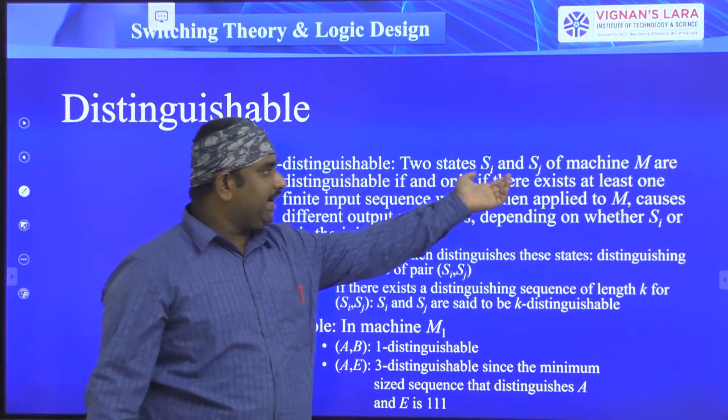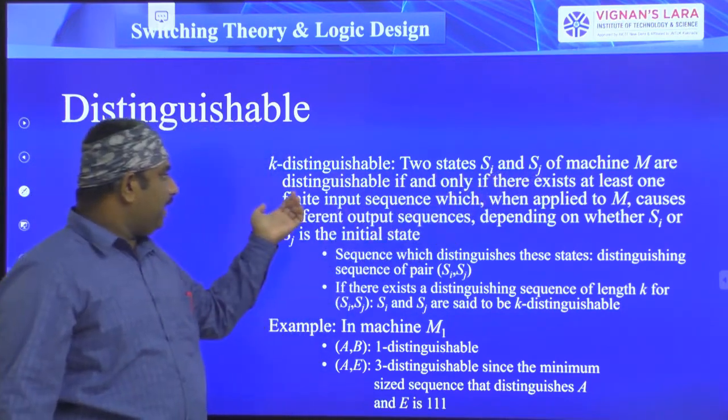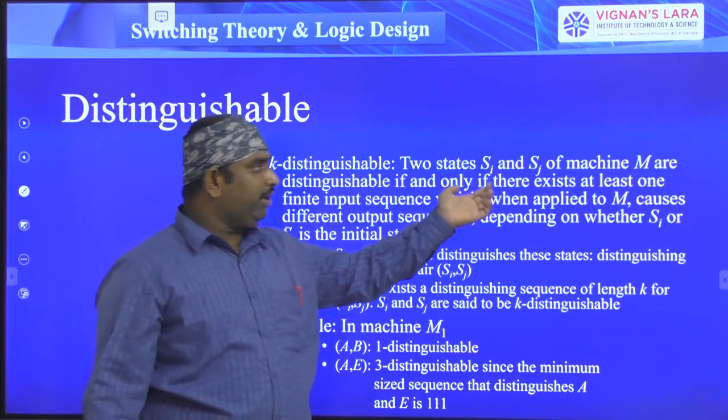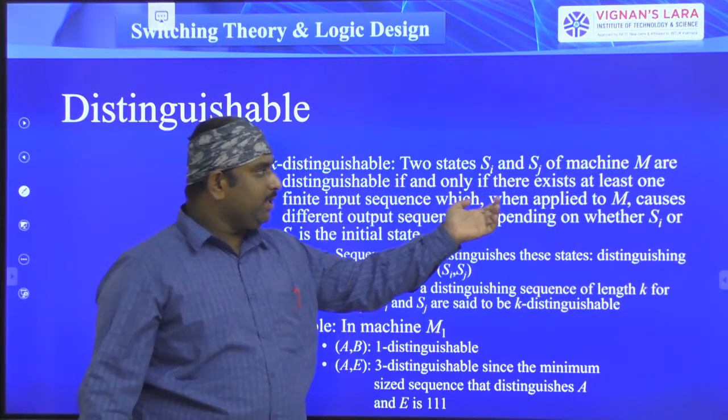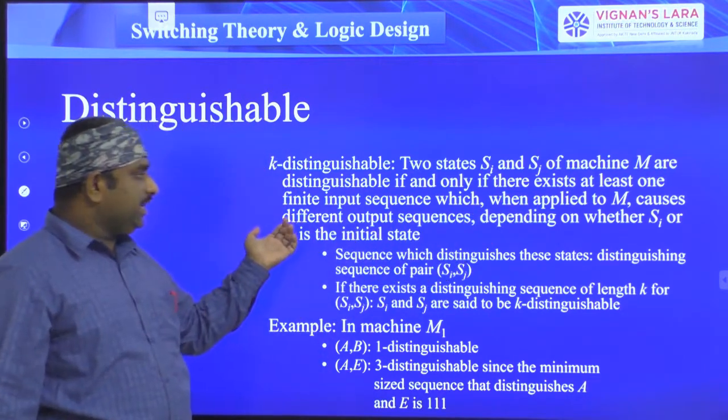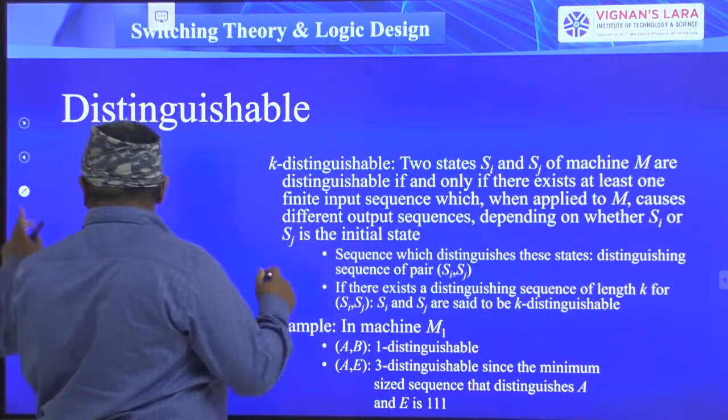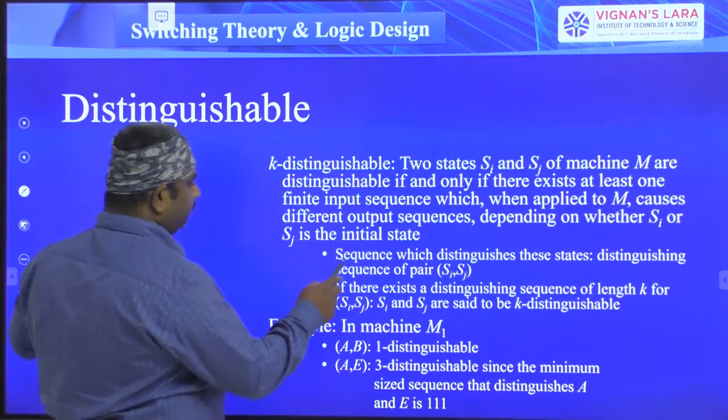Two states Si and Sj of a machine M are distinguishable if and only if there is at least one finite input sequence which, applied to the machine M, causes different output sequences. So here this is very important.